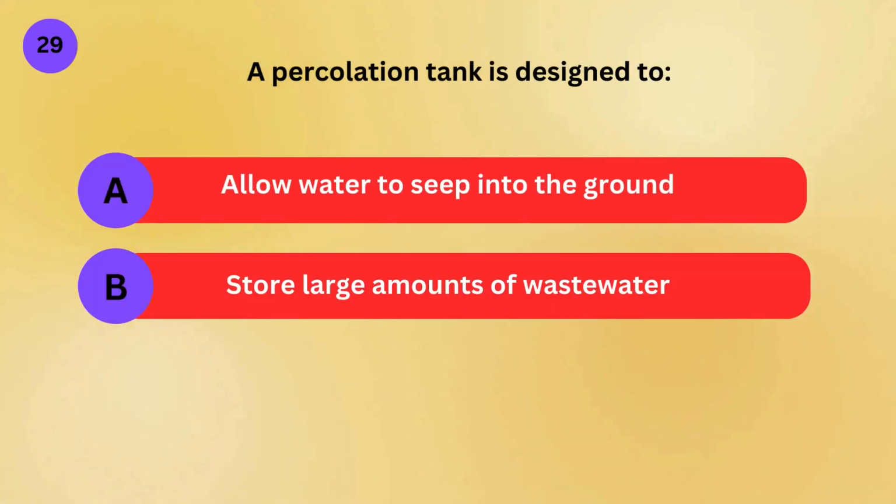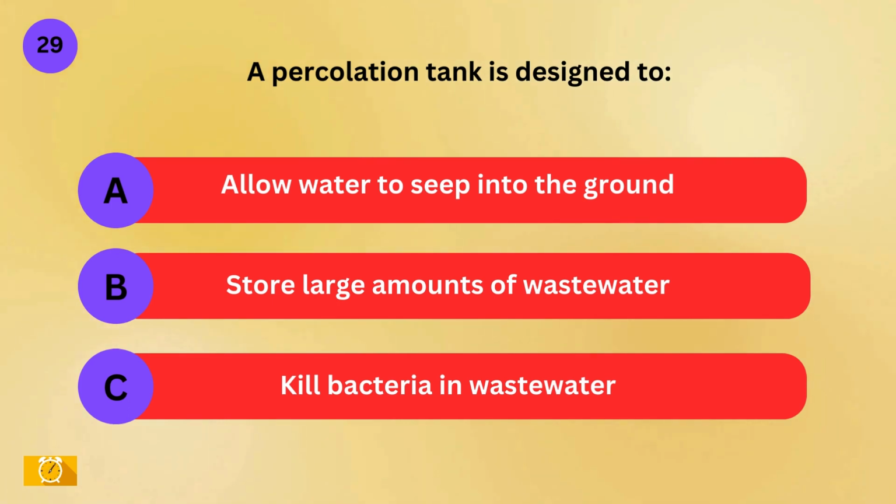A percolation tank is designed to allow water to seep into the ground, store large amounts of wastewater, kill bacteria in wastewater.